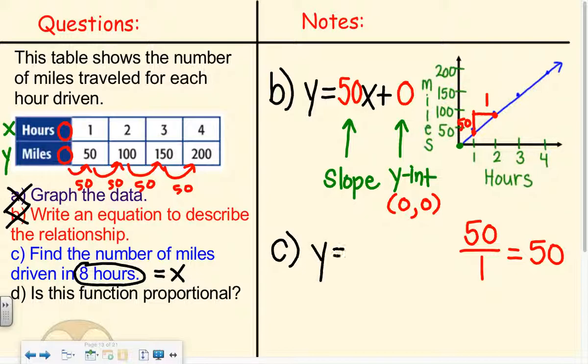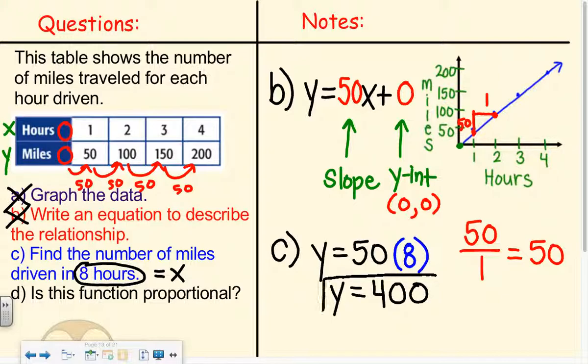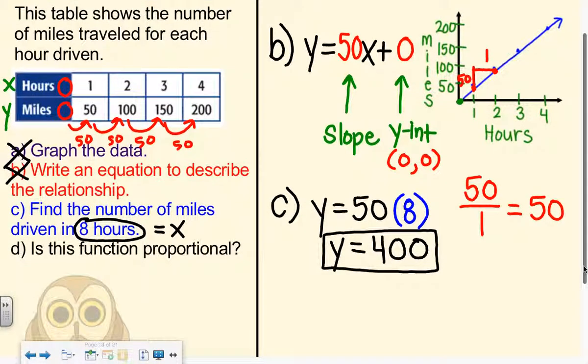So y equals 50 times 8. And then I don't need the plus 0 because that's not going to make a difference. So y equals 5 times 8 is 40. Add another 0. So 400. So if I drove for 8 hours, I could drive 400 miles. My number of miles is 400. All right, so we're done with part C.